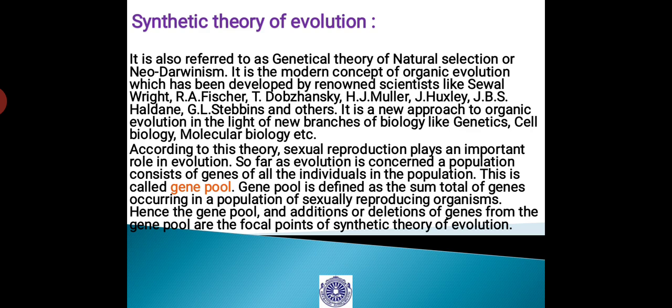And so far as evolution is concerned, a population consists of genes of all the individuals in the population, and this sum or the total number of genes present in such a population is referred to as a gene pool. So what is gene pool? It is the sum total of all the genes present in a given population at a given time, which reproduces mainly by sexual method of reproduction. So, gene pool is defined as the sum total of genes occurring in a population of sexually reproducing organisms.